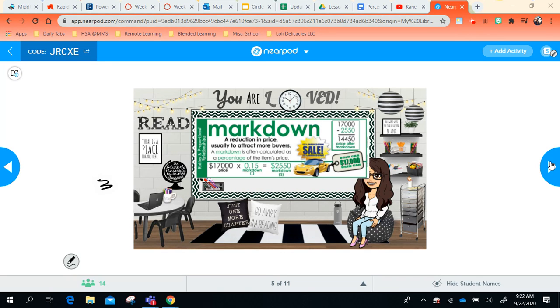Okay, so a few words for you to write down. Markdown is a reduction in price, usually to attract more buyers. So that's one of our words that was in our chart yesterday. Make sure your notebooks are out. Notebooks, pencils, should have been out already. Shouldn't have to tell you. So that represents a decrease.